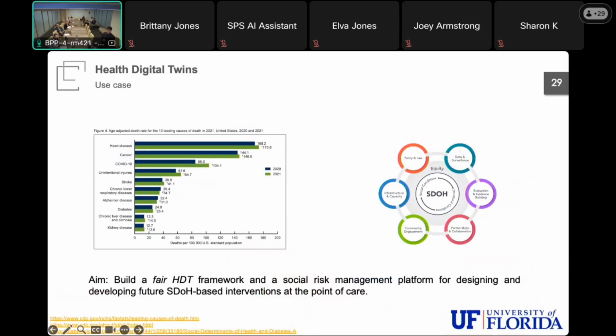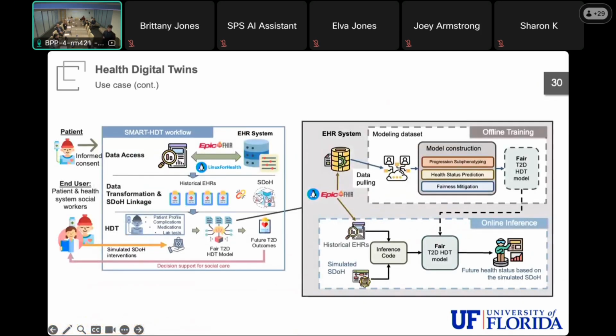Okay, and here is a use case. I try to apply the health digital twin in a clinical use. As I mentioned above, the social risk is very important to the type 2 diabetes patient, and we have built up a screening tool to screen out the high-risk patient. But think about it, if we can have a more advanced tool, and this tool can simulate the SDOH-based intervention, it would be very helpful for the patient for the treatment selection. Right? So we try to use the health digital twin for this purpose.